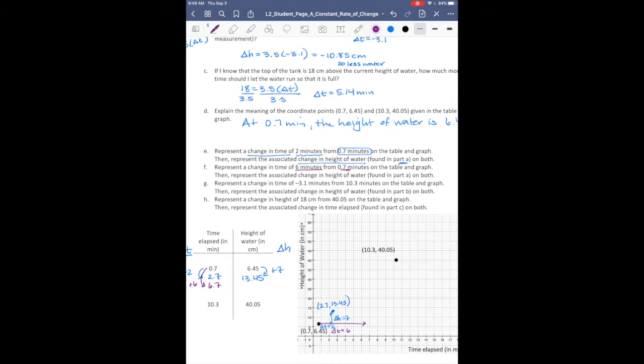So I'll come back down here. And again, we're still going from my original point. So from here to here, we've gone up by 21 centimeters. And I'm now at 27.45 centimeters.